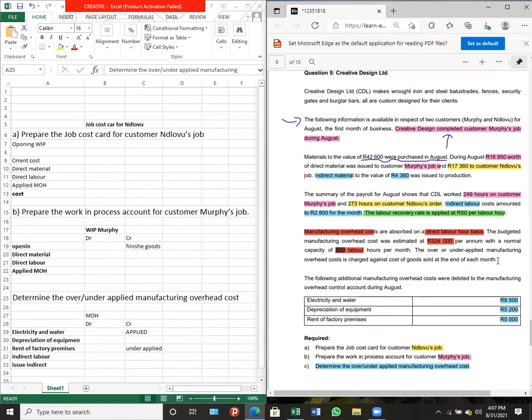If it's under applied, you're going to add back to the cost of sale. If it's over applied, you're going to less it from your cost of sale.